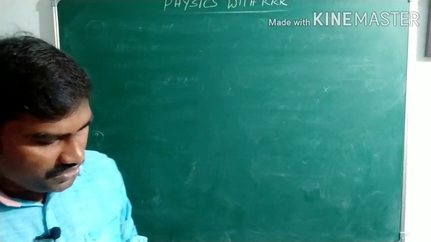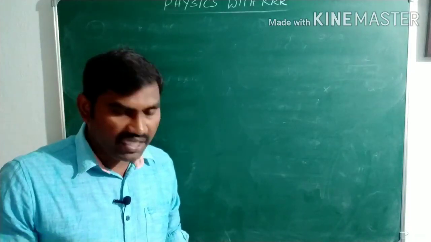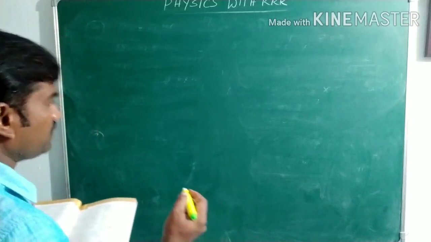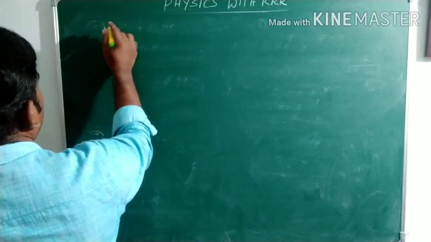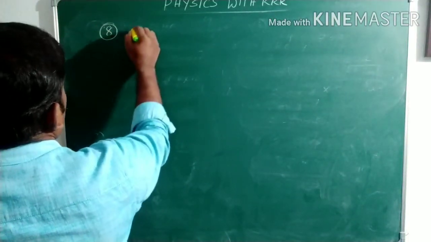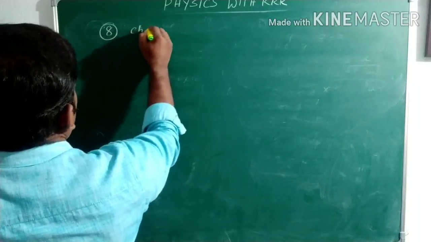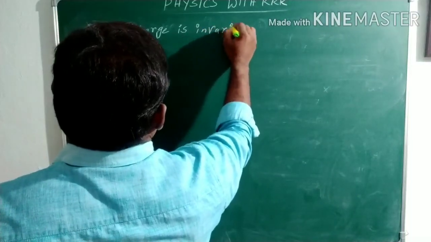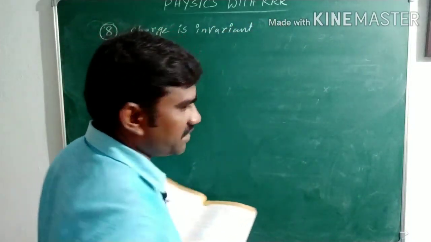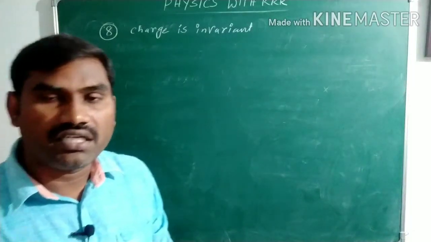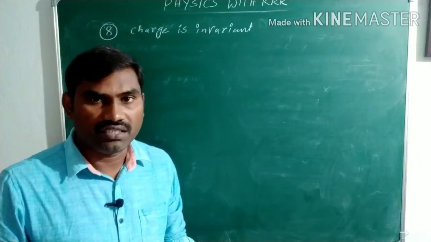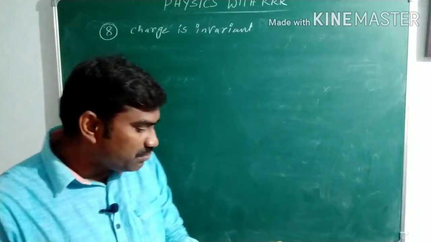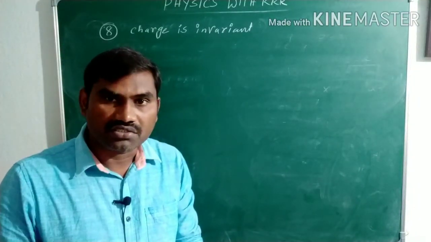Right, next question. Due to the motion of charge, its magnitude: while discussing the properties of electric charge, we discussed that electric charge is invariant, which means the charge on a body or a particle does not change with the motion of a charged particle. So due to the motion of charge, its magnitude does not change.